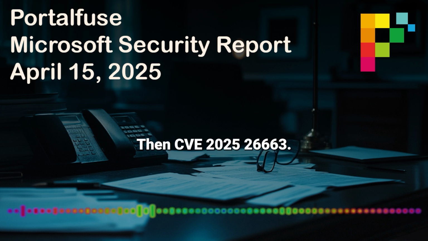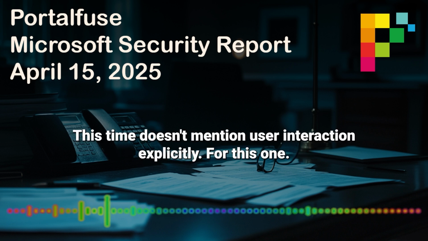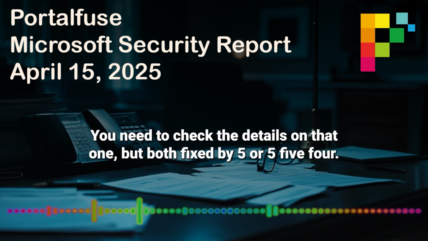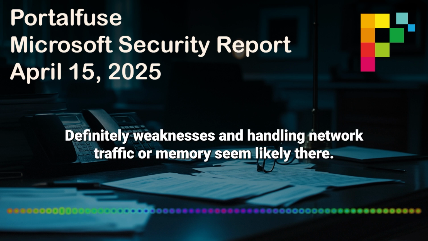Then CVE 2025-26663. Also network, also high complexity, race condition this time. Doesn't mention user interaction explicitly for this one. Need to check the details on that one. But both fixed by 5055547. Shows RAS needs patching if you're running it. Definitely. Weaknesses in handling network traffic or memory seem likely there.